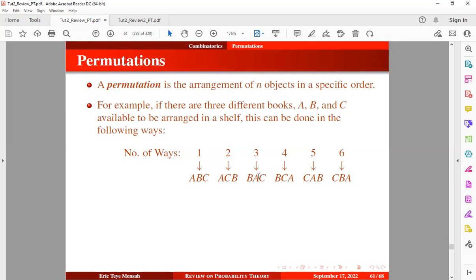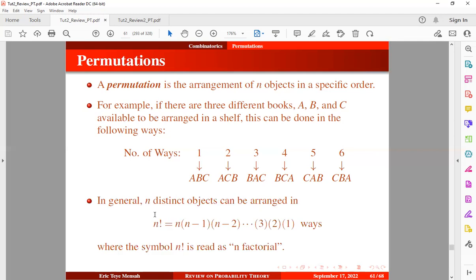But the question is, is this the appropriate way to do permutations? Is this the appropriate way to arrange, let's say, three books on a shelf? What if you have 5 books, 100 books, 500 books, or 1,000 books? Are you also going to try to list them in this form? This will be very tedious. There's a better way to do permutation. Listing is good if you want to see the possible options for the arrangement, but if the number of objects is very large, this may be very tedious.